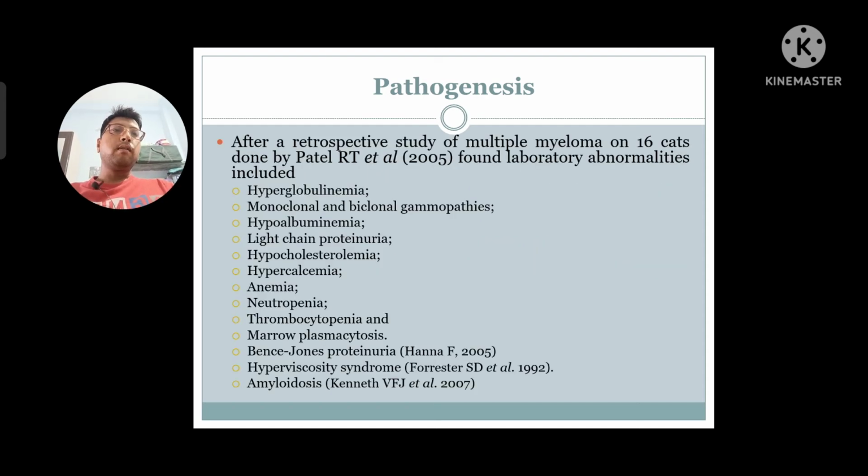Now, other findings have also been reported, like hypergammaglobulinemia, monoclonal and biclonal gammopathy, hypoalbuminemia, light chain proteinuria, hypocholesterolemia, then hypercalcemia, anemia, neutropenia, thrombocytopenia, plasmacytosis, Bence-Jones proteinuria, hyperviscosity syndrome, and amyloidosis.